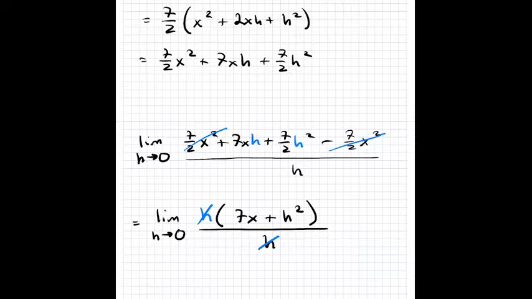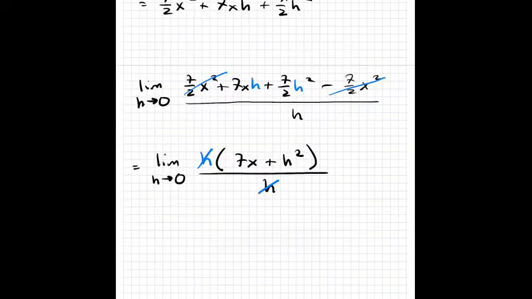Okay. So now we can actually take the limit as h goes to 0. So as we take the limit as h goes to 0, this guy is going to go to 0, and the other one persists. So then this is just going to be equal to 7x, which is what we anticipated, right? So that was the derivative that we were anticipating.